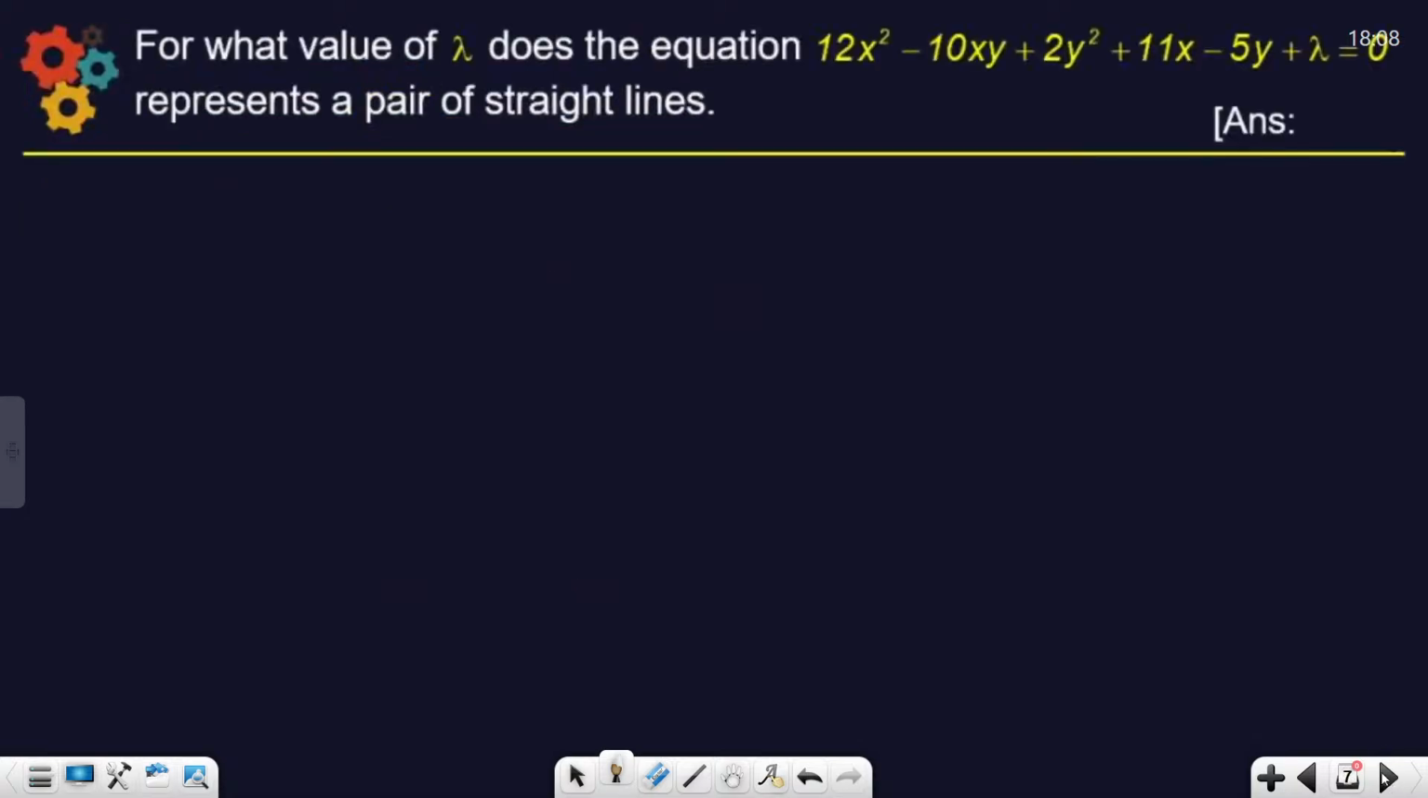Okay, let us take a problem. See this question. It has been asked: for what value of lambda will this general second degree equation represent a pair of straight lines? Sorry, this is not minus. This is, I'm sorry, this is not plus. This is minus. Okay.